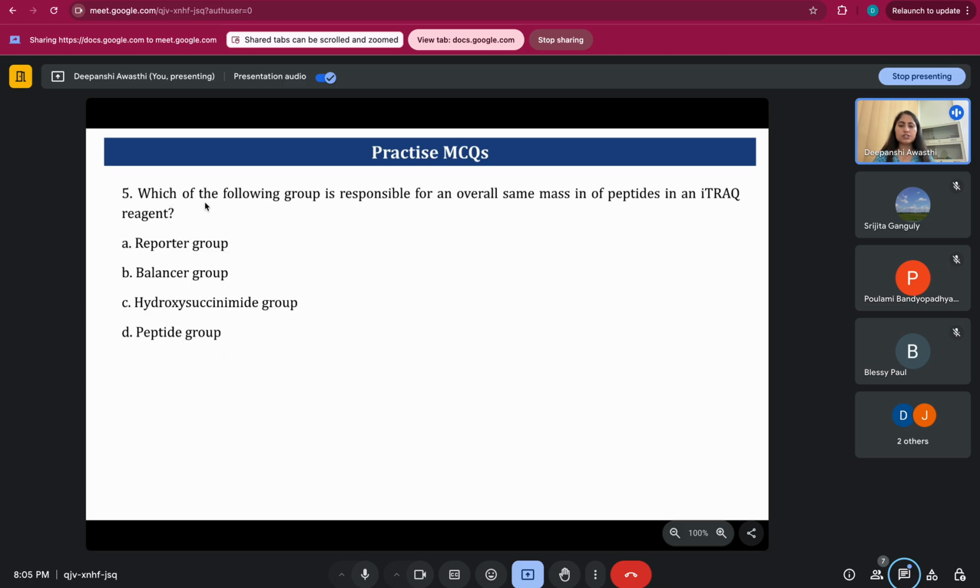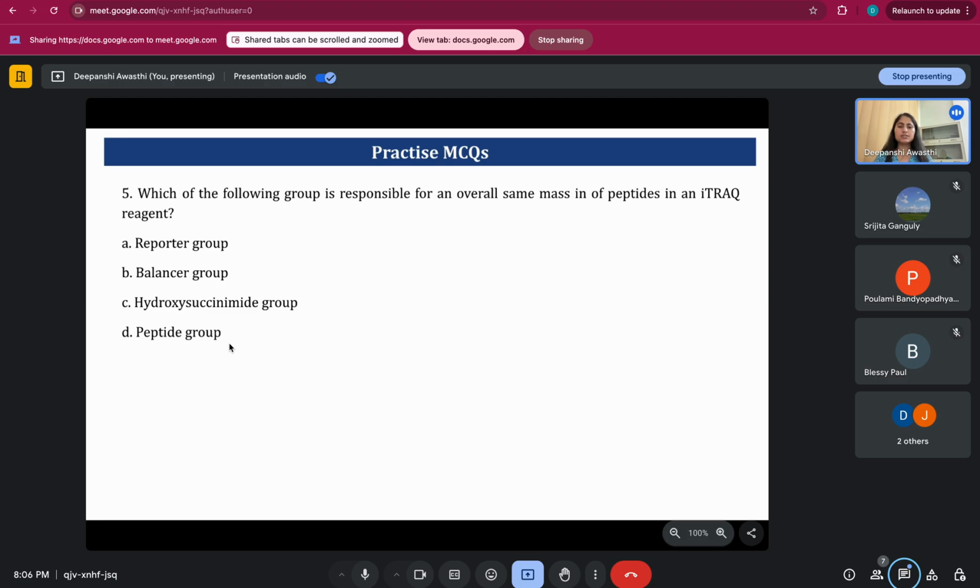And now the next question is, which of the following groups is responsible for an overall same mass of peptides in an iTRAQ reagent? So one is reporter group, balancer group, hydroxysuccinimide group, or peptide group.